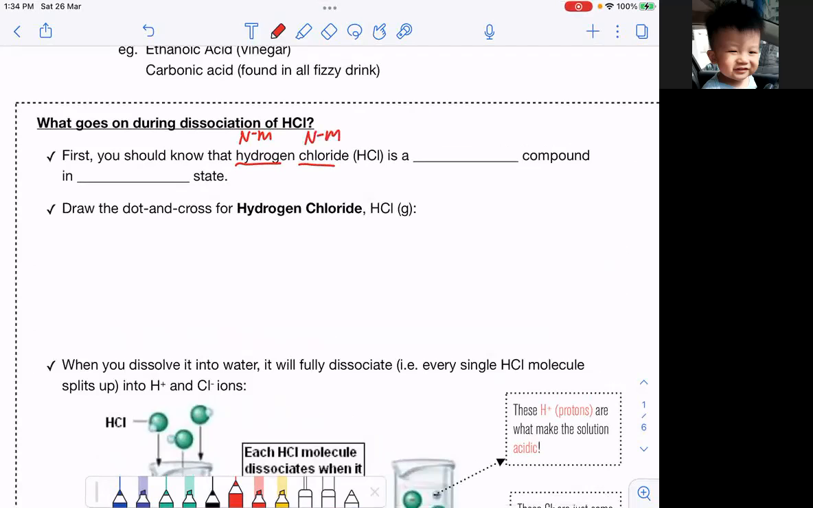So non-metal plus non-metal must be what kind of compound? Must memorize. If you didn't know, you can memorize now. Anytime non-metals merge together, we call it a covalent compound. And hydrogen chloride is a covalent compound in gaseous state. When it's gas. Why am I emphasizing this gaseous state? Because a lot of us might already know HCl is an acid. Maybe you heard from Sec 2, maybe from your class recently. You already know HCl is acid.